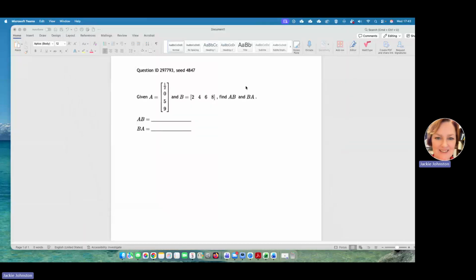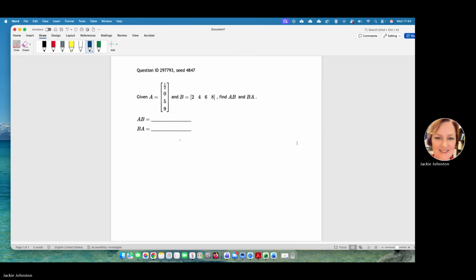Screen, and we're going to look at a problem here. All right, so we're asked to multiply a couple matrices. And this can get a little tricky. So the first one we're asked to do is A times B.